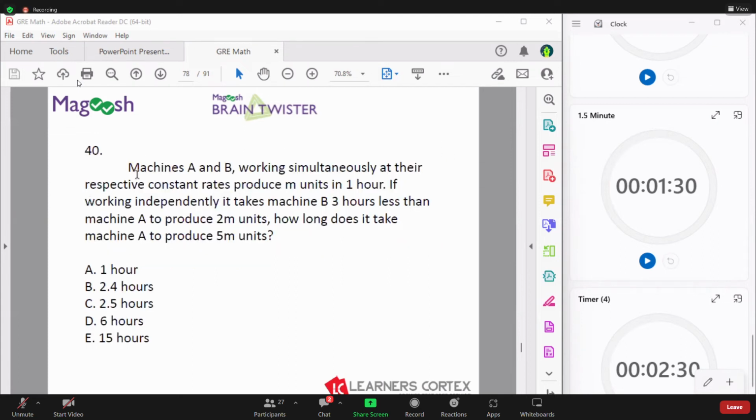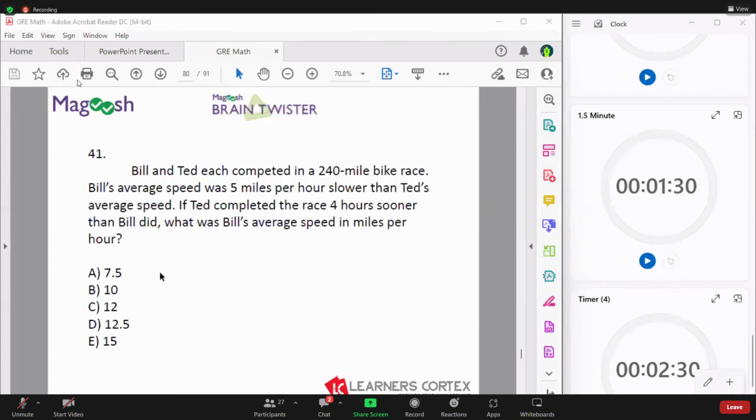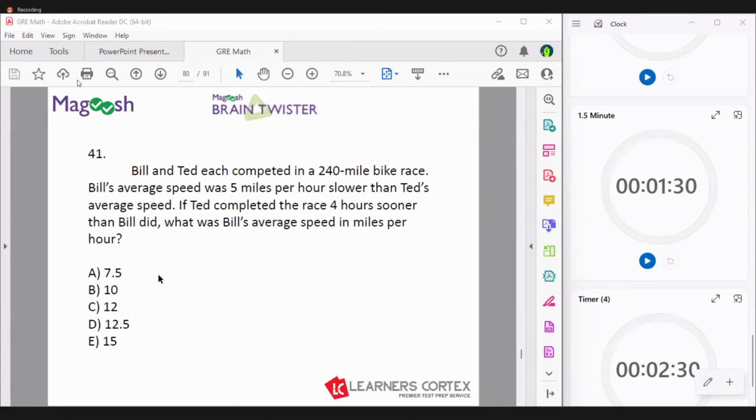Okay. Machines A and B working simultaneously at the respective constant rates produce M units in 1 hour. If working independently, it takes machine B 3 hours less than machine A to produce 2M units. How long will it take machine A to produce 5 units? Did we discuss this question as well? Yes, sir. Anyone who then wants me to repeat it? Okay. Now this here, have we discussed this question as well?